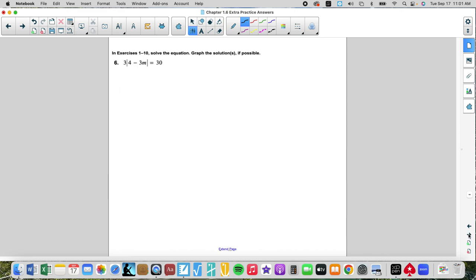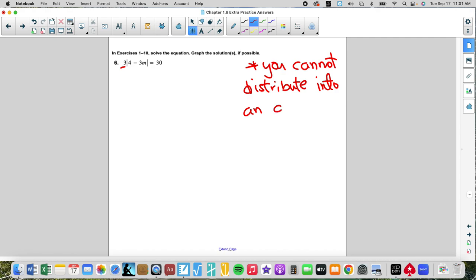So, hey, somebody asked me, Mr. Matt, can I distribute that 3 into the absolute value? No, absolute value only wants distance. It doesn't care about direction. And when we distribute a +3 in there, we're distributing a direction. So that's not good. You cannot distribute into an absolute value.